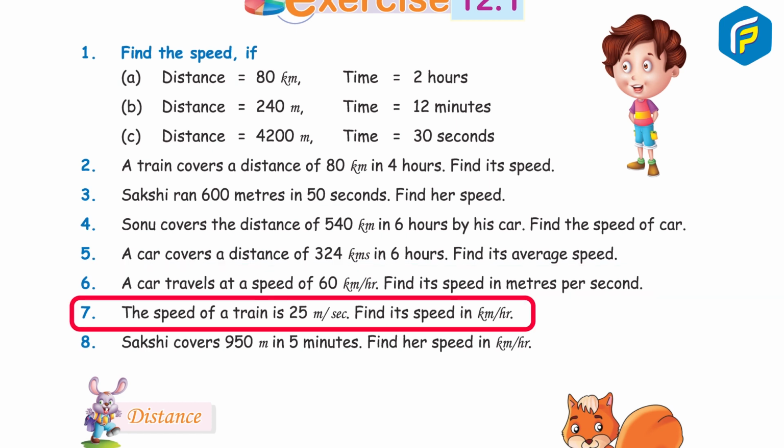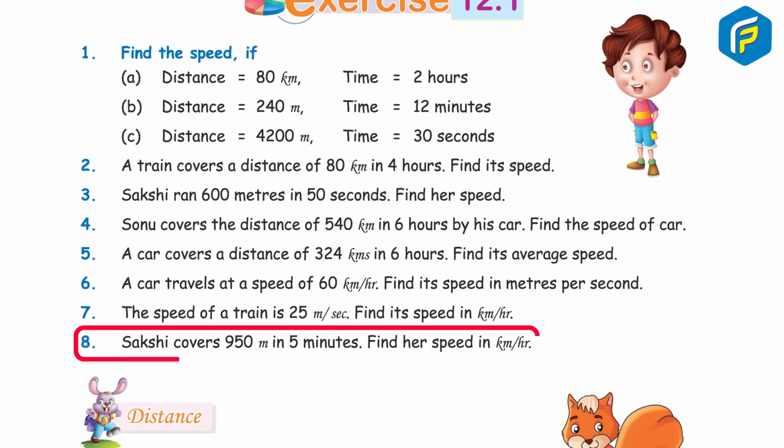Question 7. The speed of a train is 25 meter per second. Find its speed in kilometer per hour. Answer 90 km per hour. Question 8. Sakshi covers 950 meter in 5 minutes. Find her speed in kilometer per hour. Answer 11.4 km per hour.